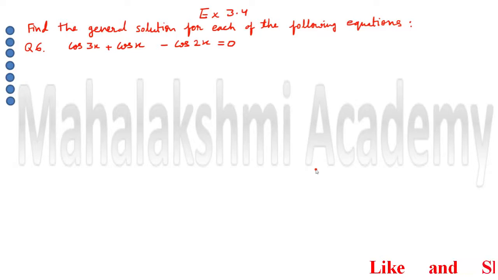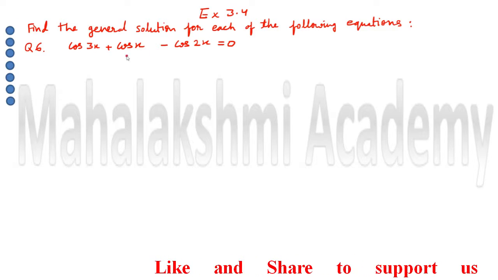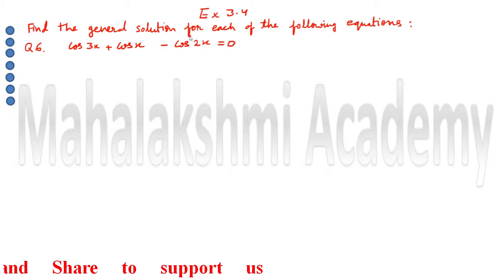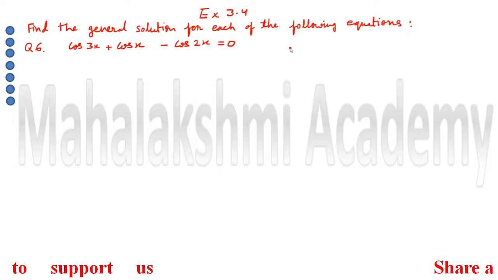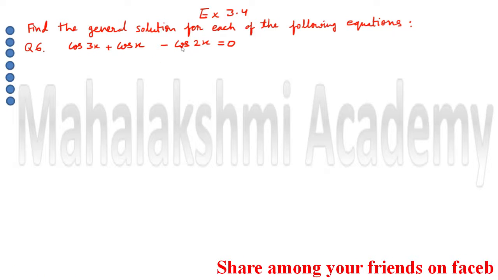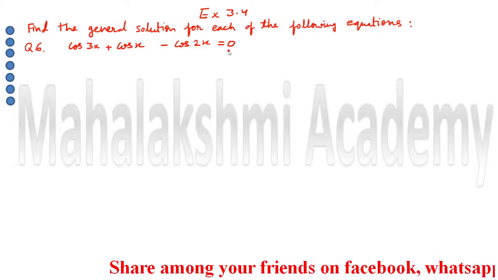Everyone, I am going to explain question number 6 from exercise 3.4. In this question, we have to find the general solution for each of the following equations. The given equation is cos 3x plus cos x minus cos 2x is equal to 0.